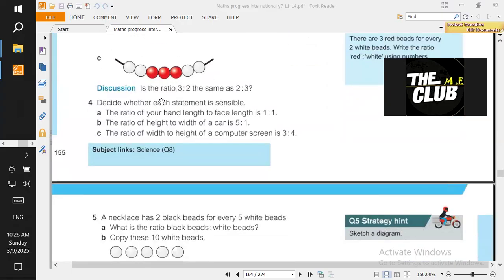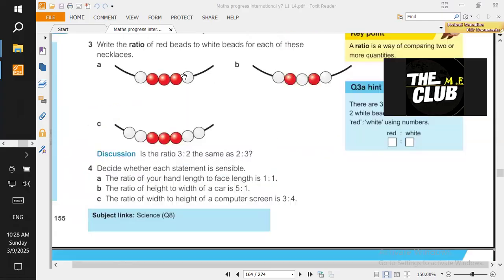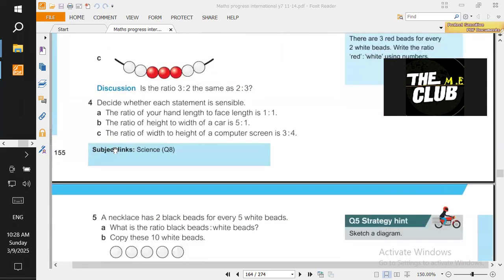Now, when I say the ratio of 3 to 2, is it the same as 2 to 3? Very good. It's not, because each number represents something. For example, 3 to 2, let's say 3 white to 2 red. So white, red. But here it's going to be red, white. So it's not the same.